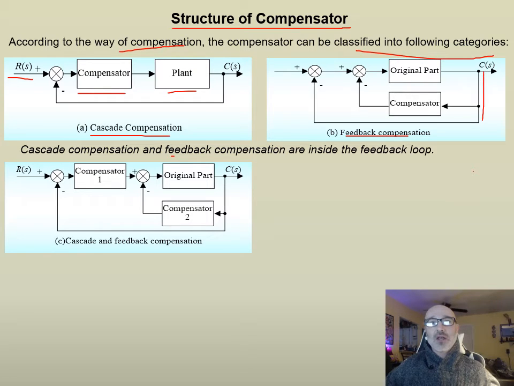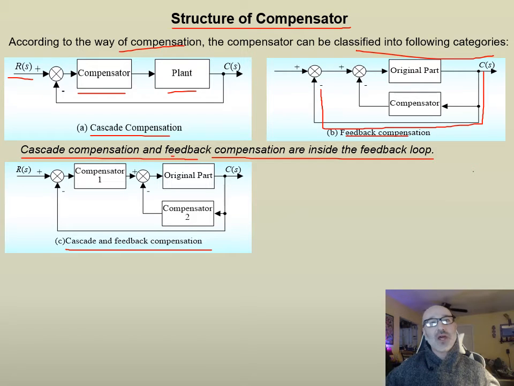You can see there's our compensator in line here, coming back with our feedback of the system, and then we have a cascade and feedback compensation given by this here. And we can take a look here, and these are going to be inside the feedback loop. So our cascade and feedback compensation are going to be inside that feedback loop.